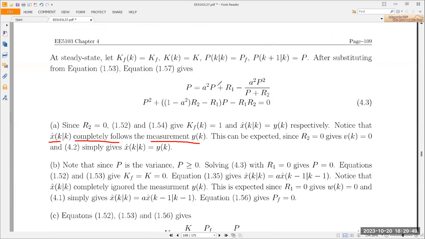All right. So means what? So how does the maths work out? B, R1 is 0. So there's R1 here, you will get a 0 here. There's a R1 here, you get a 0 here. All right. So then the equation becomes quite easy. With all the 0, you will simplify to P square plus 1 minus A square R2. Then there's a P here, then equals to 0.